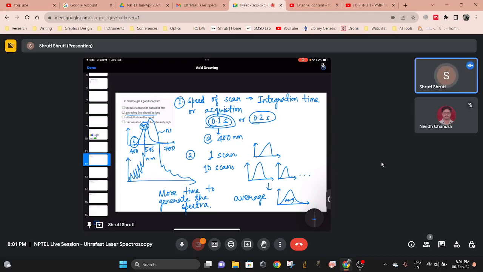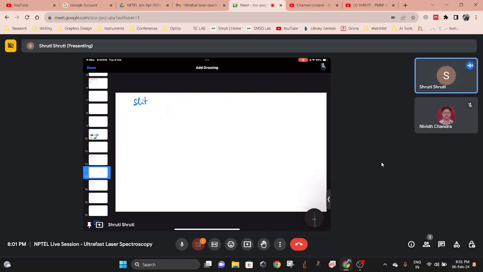So generally, what we do, we keep this integration time as 0.1 second and scan to one only, one or two, and we play with the slit width. So slit width can be increased or decreased. There will be options like 1 nanometer, and it goes up to 32 nanometers.